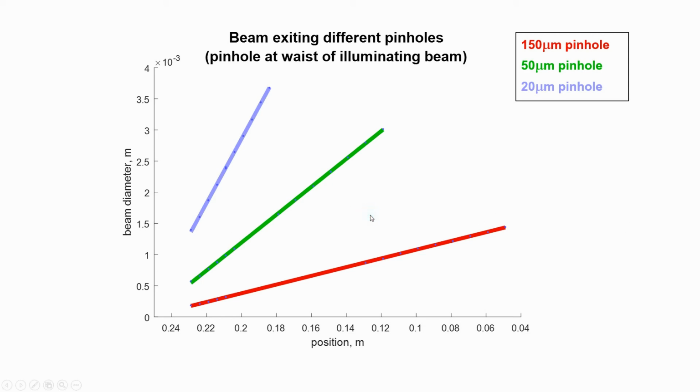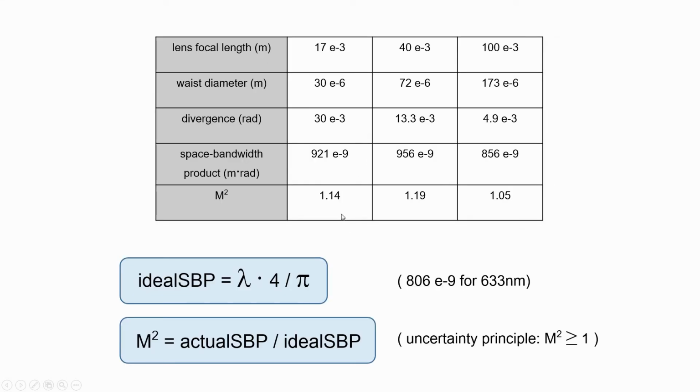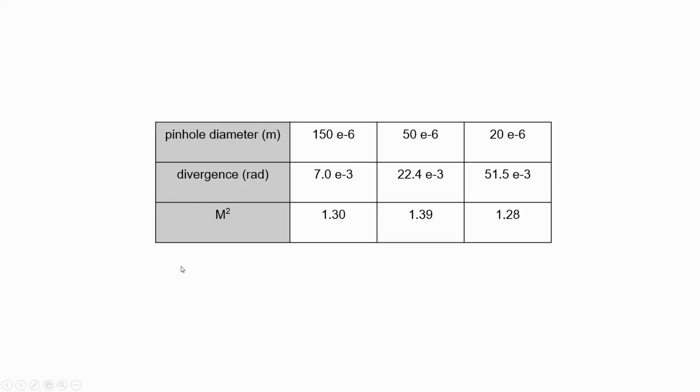However, we do see a little bit of a difference when we look at the space bandwidth product and the m squared value, which tells us how close the beam is to ideal. Earlier, when we were transforming beams with lenses, we saw that the m² values ranged from 1.05 up to 1.19. And remember, the ideal m² value for a perfect Gaussian beam is 1. But back to the values that we found when using a pinhole, they're significantly higher. Still pretty low, but higher than we saw before.